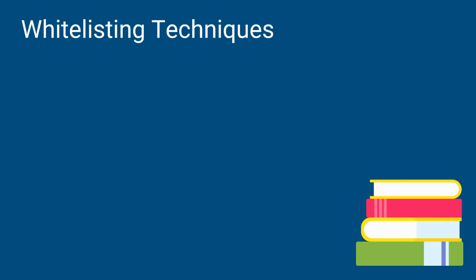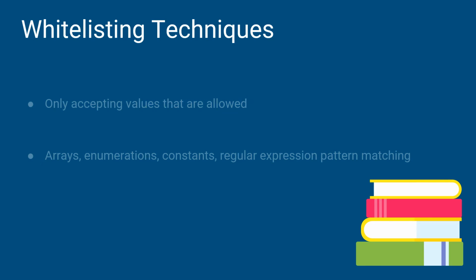Whitelisting techniques: accepting the values that are allowed, and this can be done in a number of different ways. You can create arrays, enumerations, constants, or regular expressions of the values that are acceptable to your program. Also, you could set up a constant, maybe in a header file or some sort of common area, and then when you receive input from the command line or from the GUI, you could do a comparison of what is received against those constants. Regular expression pattern matching is also a very common way to employ a whitelist.